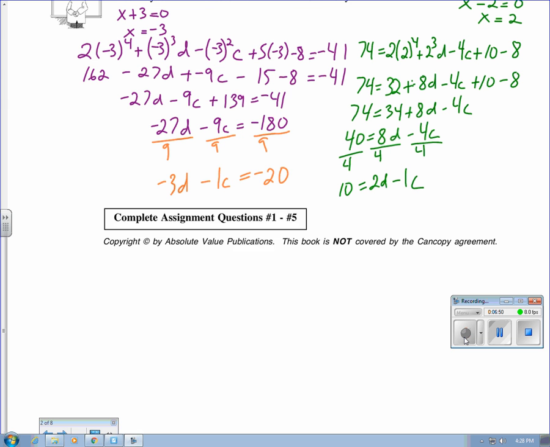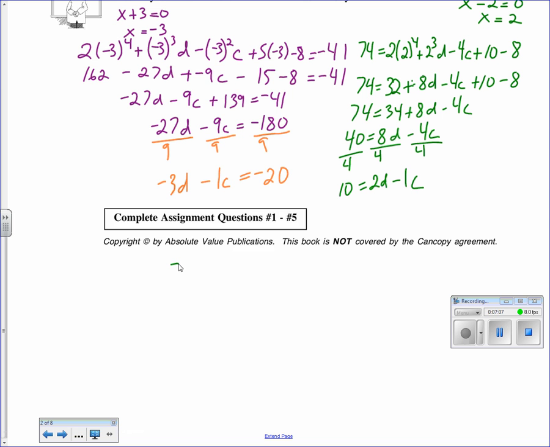And now by the method of either substitution or elimination, I'm going to solve for one of the letters. I see that because my C's have the same coefficient and the same sign, I'm going to subtract them. So I'm going to take negative 3D minus 1C equals minus 20, and I'm going to subtract 2D minus 1C equals 10. So now we have a long division-like application.